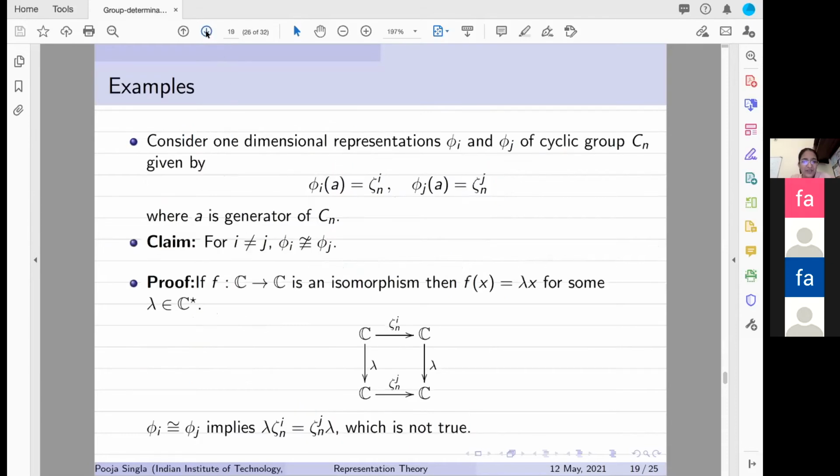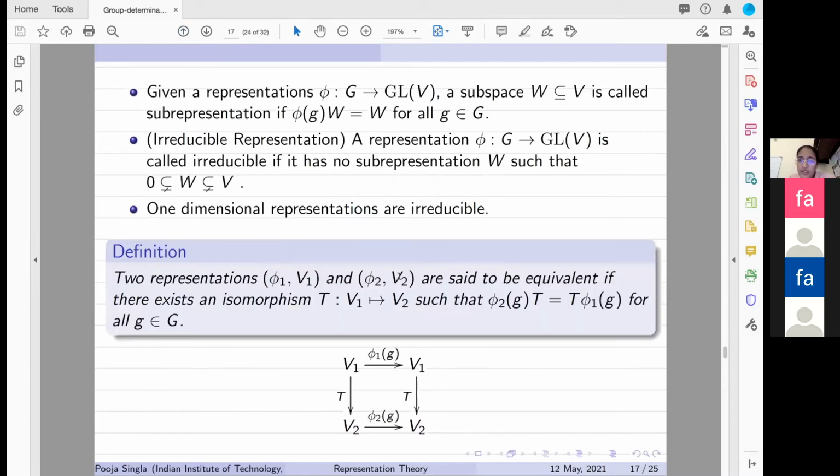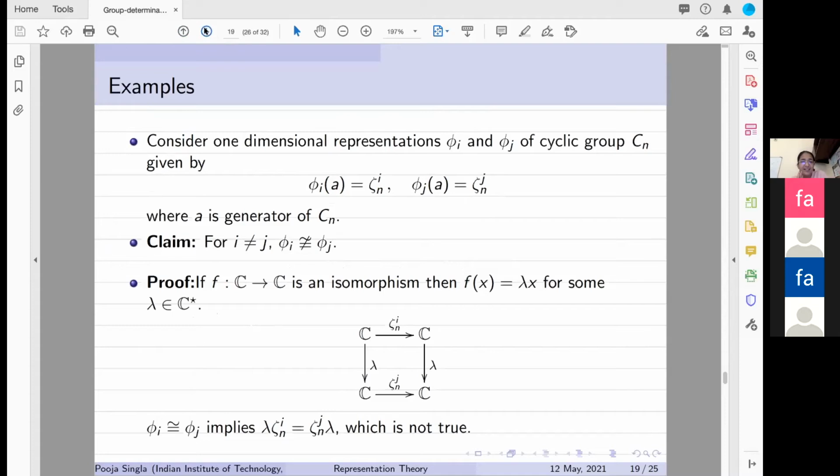Let me also give you a non-equivalent example, just to keep in mind that not everything of the same dimension is equivalent. I should also point out, if two representations do not have the same dimension, there is no possibility of their equivalence, right? Because T has to be an isomorphism, which means dimension of V1 is equal to dimension of V2. That's important.